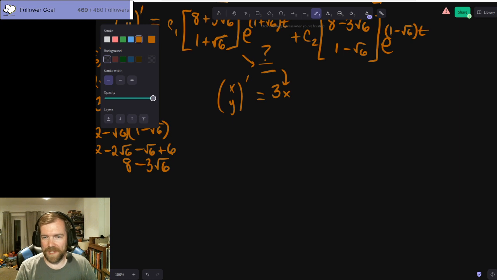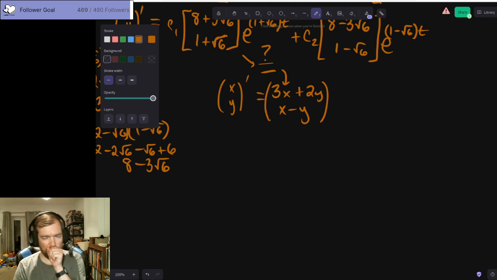So this is going to be 3x plus 2y. And our second one here is going to be x minus y. So now we have to kind of move this stuff around and figure out, is this going to be the same as the stuff that we got up above? This might be a little trickier than I wanted. It'll be fine.